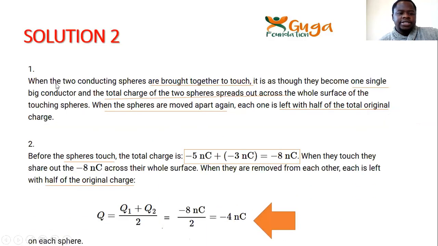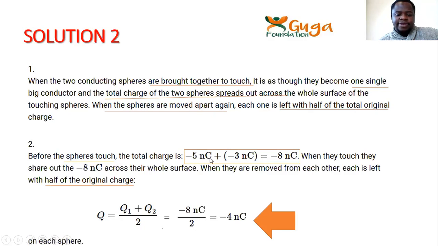So when two conducting spheres are brought together to touch, it is as though they become one single big conductor, and then the total charge of the two spheres spreads out across the whole surface of the touching spheres. When the spheres are moved apart again, each one is left with half of the total original charge.